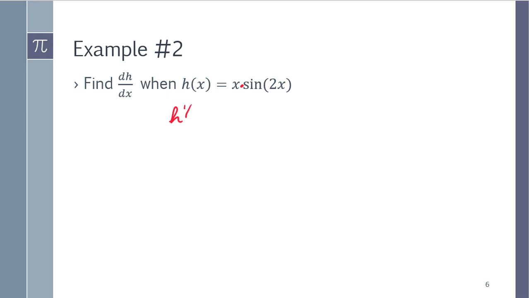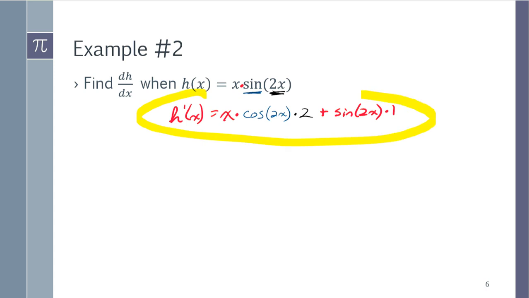So for h prime of x, I have first, and then for the derivative of the second, sine is on the outside, so derivative of sine, inside does not change, times the derivative of the inside, 2, but I'm not done with my product rule yet, plus second times the derivative of the first. And here is our derivative of h.